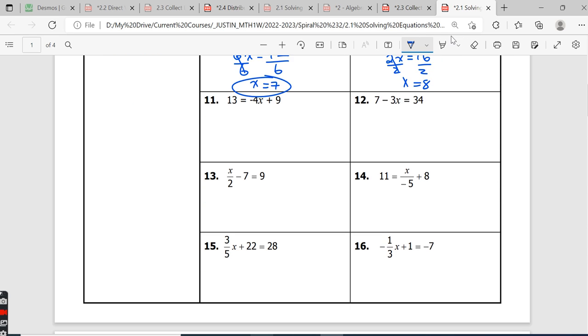Okay, I'm going to do two more. In fact, I'm going to do one with a fraction. Because no, you know what? I'll just do all of them.